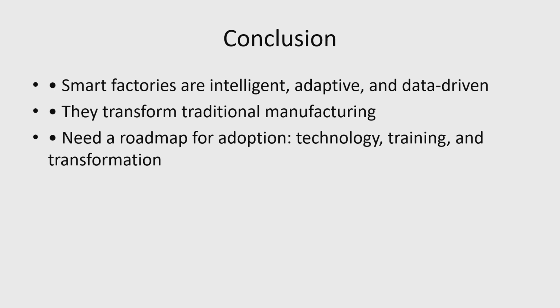So basically, to conclude, smart factories are intelligent, adaptive and data driven. They transform traditional manufacturing, and we need a roadmap for adaptation. Technology is needed, training is needed, and then we have to do transformation. So thank you this much.